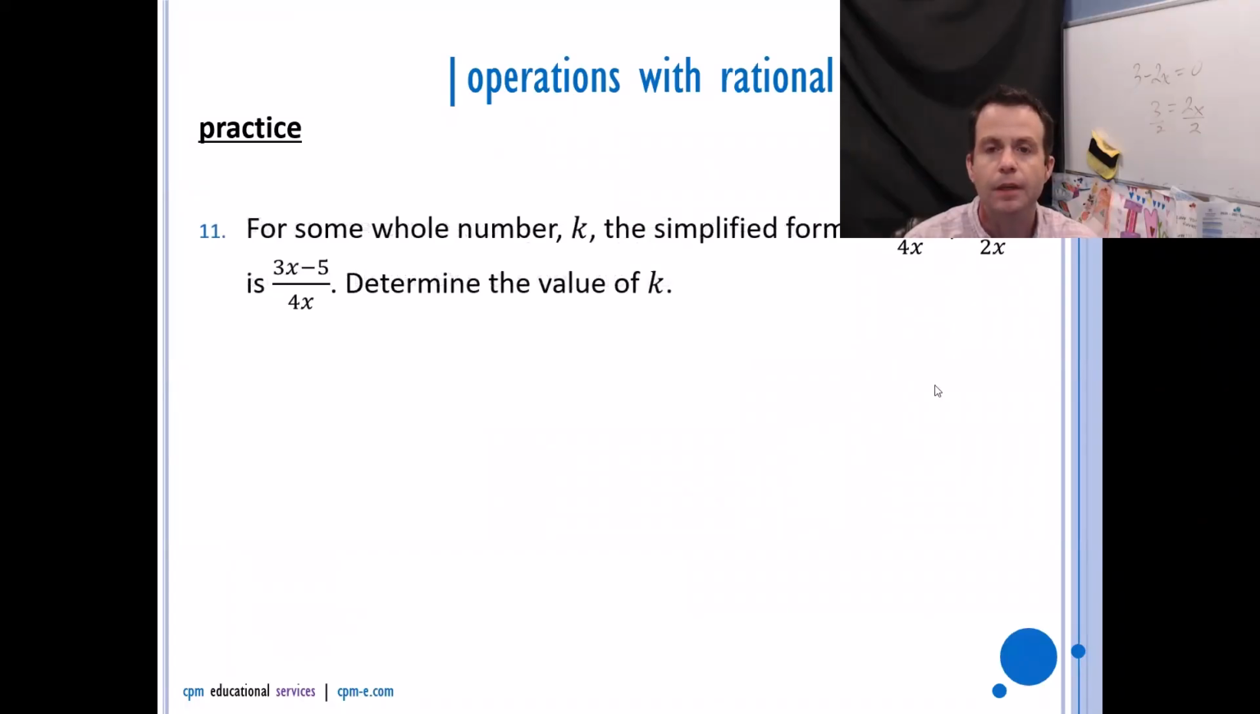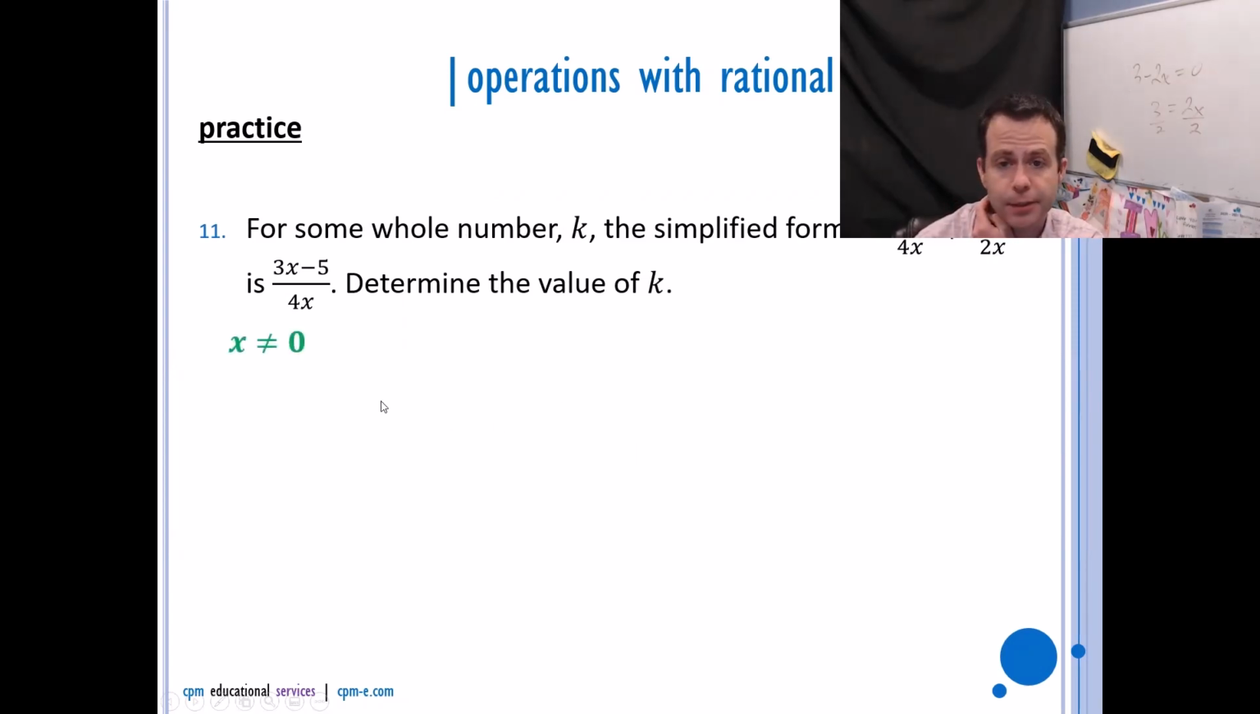For some whole number k, the simplified form of x minus k all over 4x plus x plus 1 all over 2x is 3x minus 5 over 4k, determine the value of k. Now, you read that and you're like, whoa, this is really, really complicated. Just start unpacking it bit by bit, okay? Think about the things that you know. You know your common denominator, first of all, has to be 4x, right? And so in order to get a 4x, this second fraction here, you're going to have to multiply by 2 over 2.